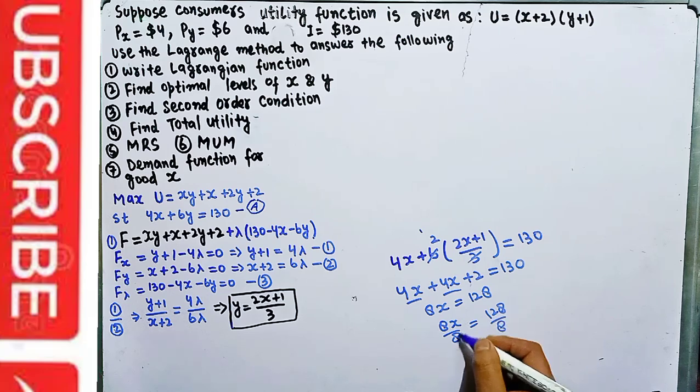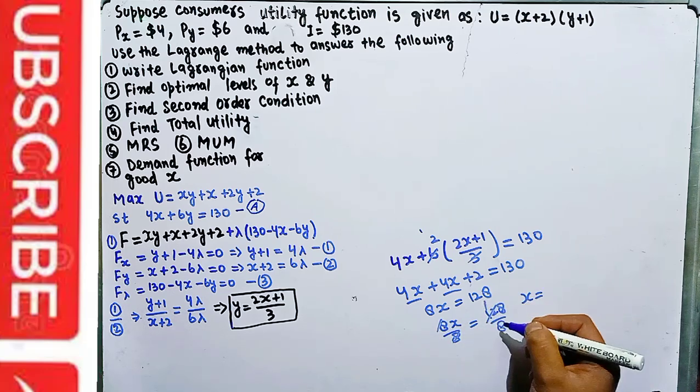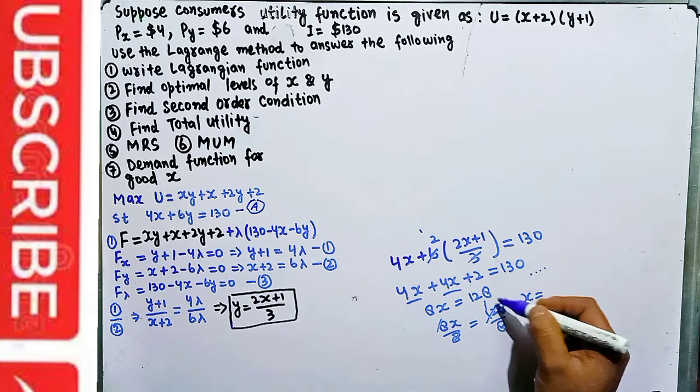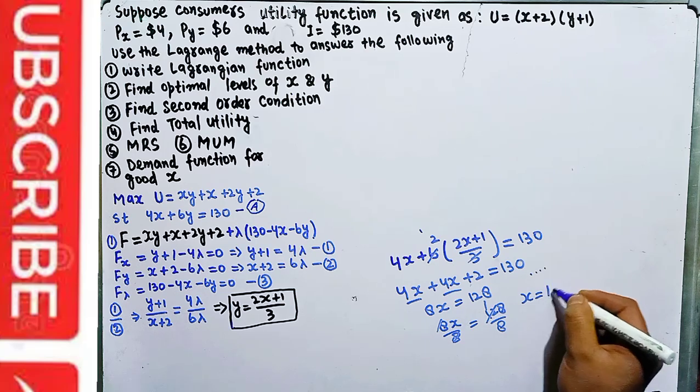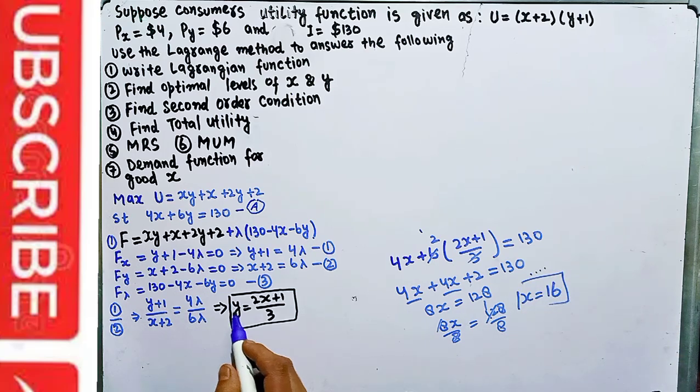128 divided by 8, the 8 gets cancelled. That means x will be equal to 8 ones are 8, now 8 fours are 48, so we will get 16 as the value of x. That means when we plug y is equal to 2x plus 1 upon 3 into this budget constraint, we are getting the value of x as 16.